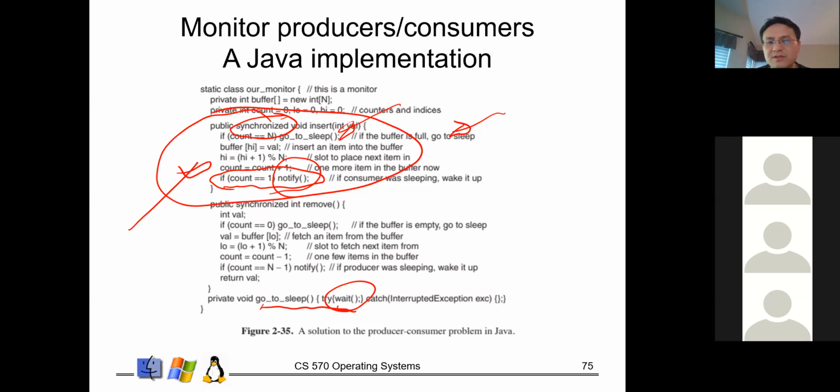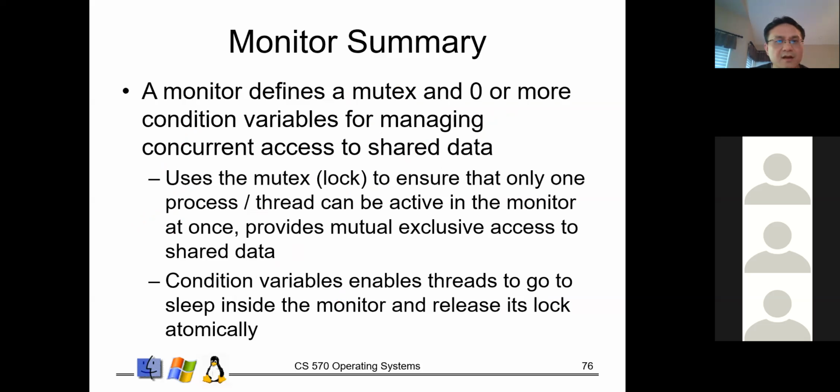So this is with Java. If you are using C++, it's a little more complicated, because in C++ you don't have the synchronized keyword, but you could explicitly provide the lock for all your methods in the class. So again, this is a quick summary for the monitor. I won't go through the details here again.